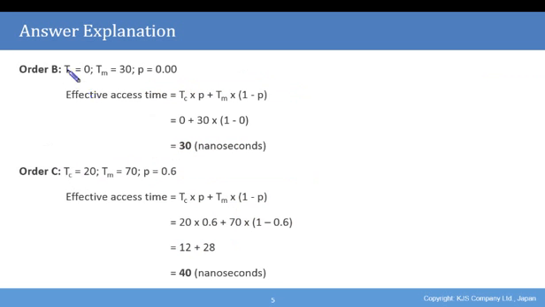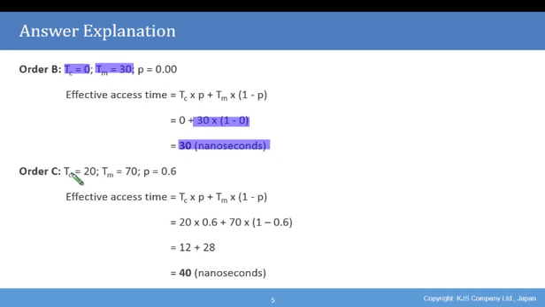Order B. Again, our access time to cache is 0, as we're only accessing from main memory. Here, the main memory access time is 30 nanoseconds, and the probability of data being stored within the cache is 0. Here, we can use the same equation that we did on the previous slide and how we derived it. And this is equal to 0 plus 30 times 1, which is equal to 30 nanoseconds, i.e. the effective access time is again equal to the time it takes to access main memory.